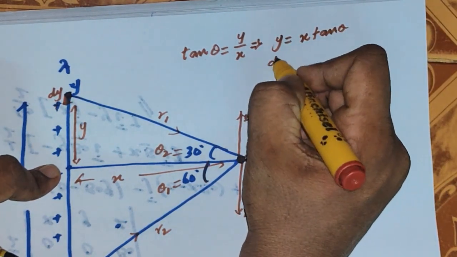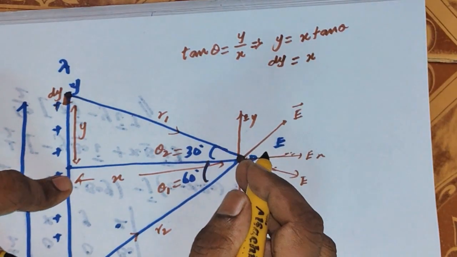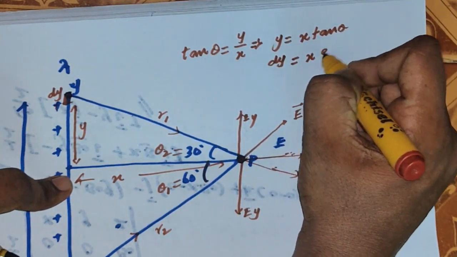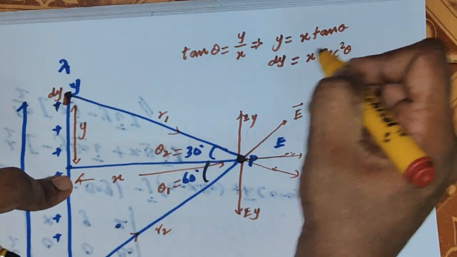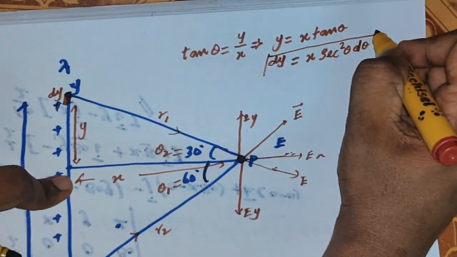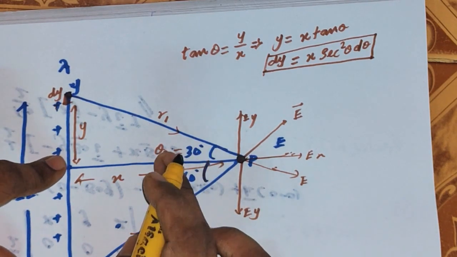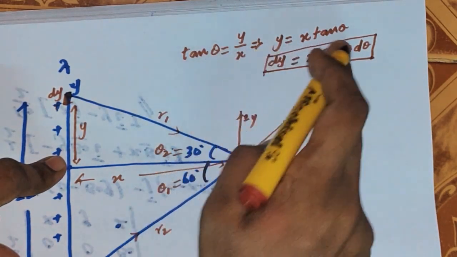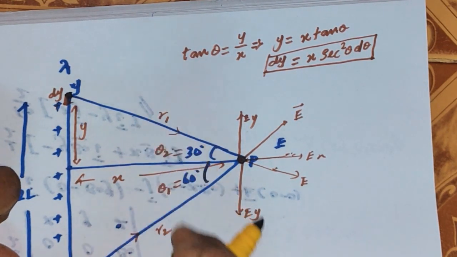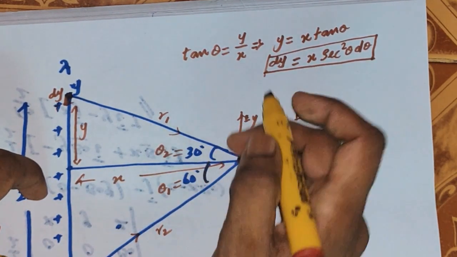If you differentiate this y with respect to theta, it will give x times, because x is a constant, the point is fixed. So we differentiate with respect to only theta. Differentiating tan theta gives secant square theta, dy by d theta. If you push the d theta to the other side, it gives dy equal to x secant square theta. So that is one of the relations we can make from here. Anyway, theta is a variable, and we are going to integrate from minus theta 1 to plus theta 2, the extreme angles.